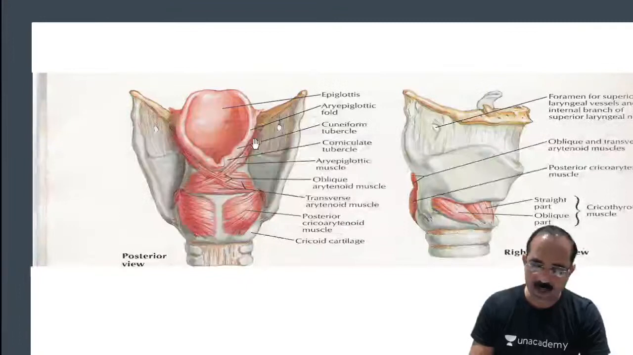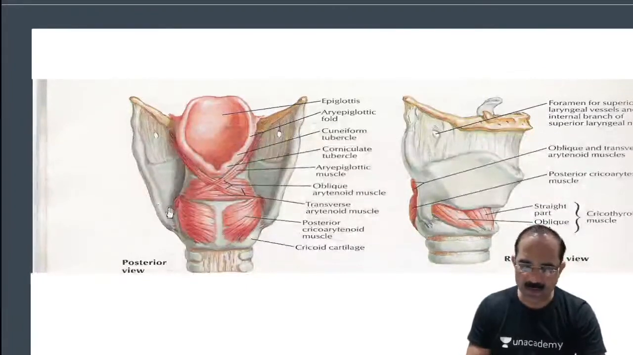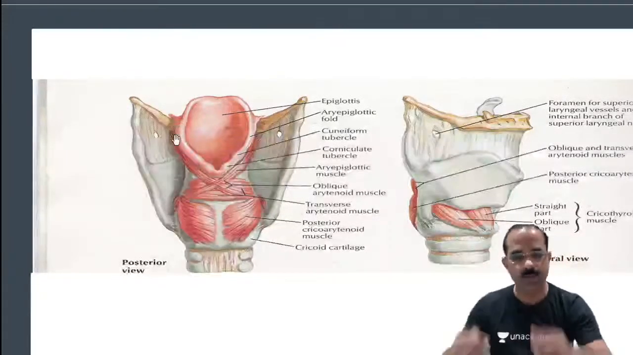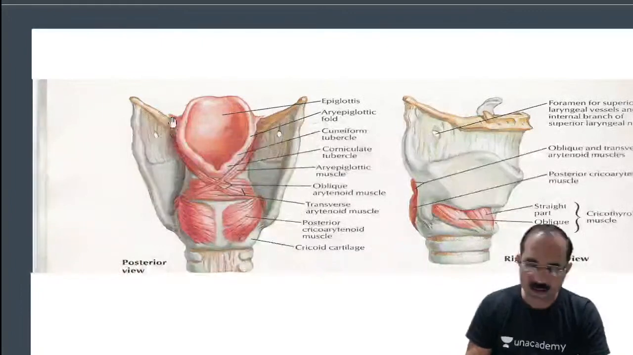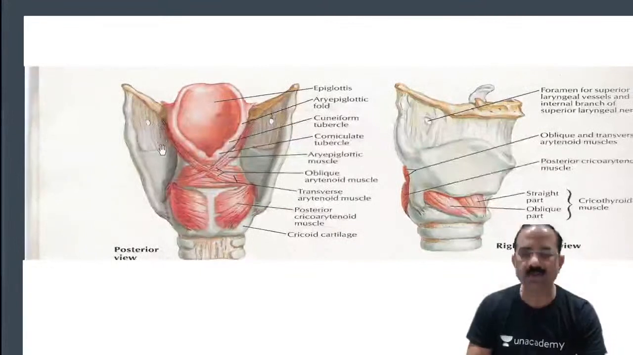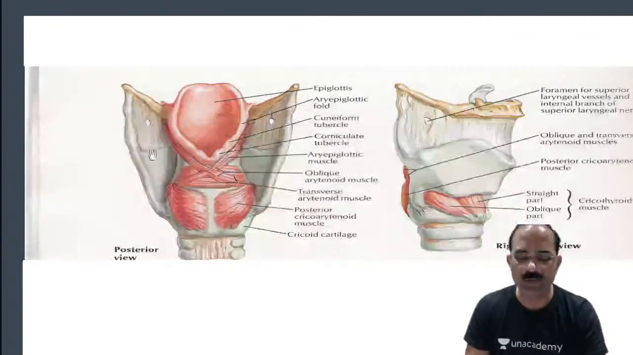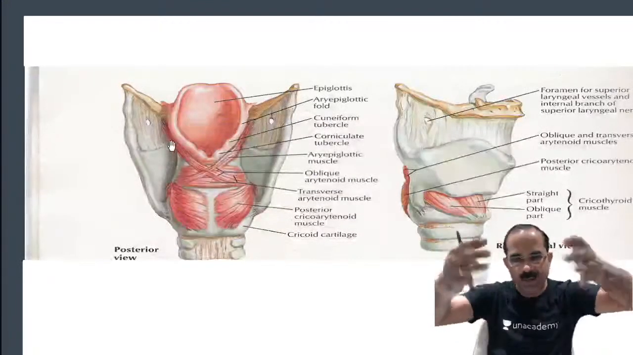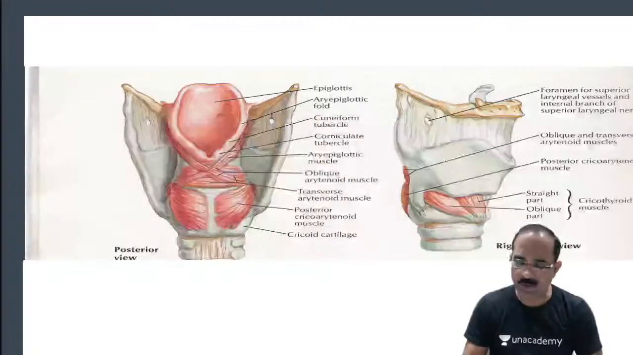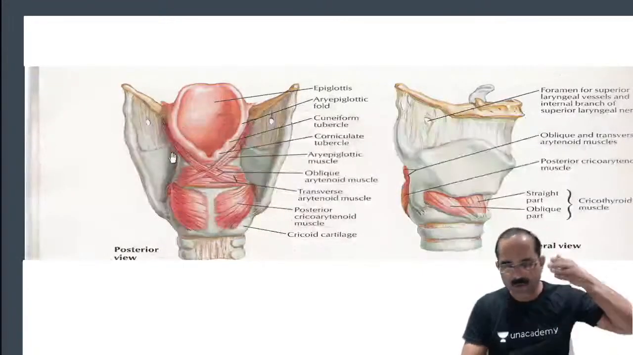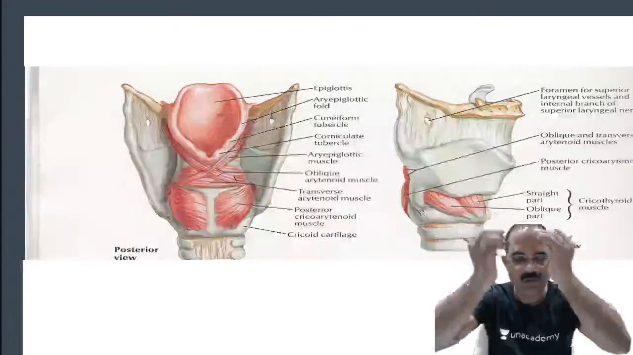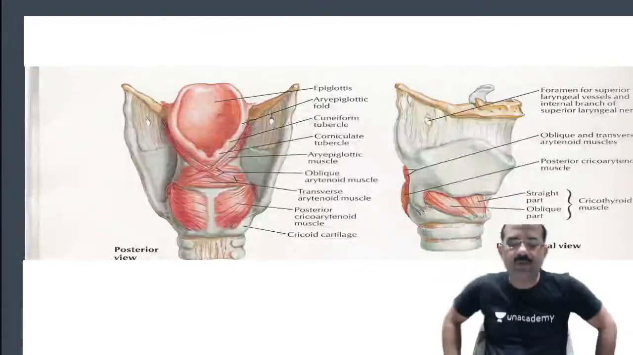On either side of the aryepiglottic folds, what is this cartilage, students? This is the thyroid cartilage. This is the hyoid bone, outside. What is this membrane here? That's the thyrohyoid membrane. And this fossa here between the thyroid cartilage and the aryepiglottic folds, that area is known as the pyriform fossa. Clear, students?